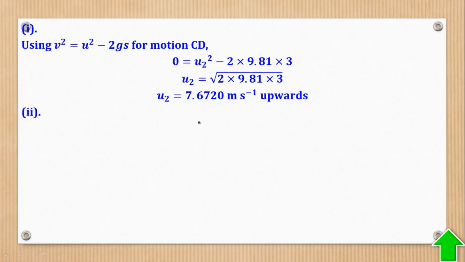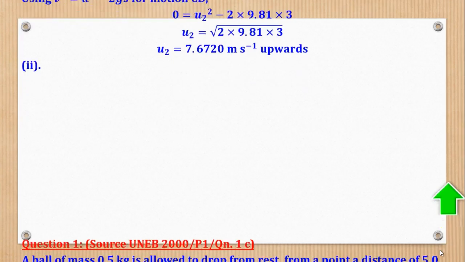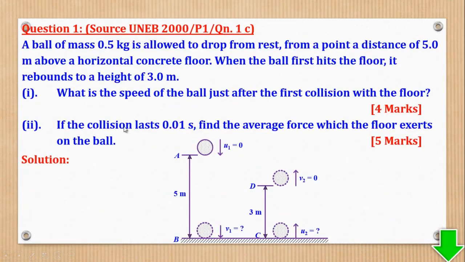Then Roman 2, they said if the collision lasts 0.01 second, find the average force which the floor exerts on the ball. Remember, average force is change in momentum over time taken. So the time taken here for it to hit and again rebound is 0.01, which is already known. And now the final velocity at rebounding is U2, and the initial one is this one, which we don't know yet. So we have to first calculate V1 so that we can get the change in momentum.